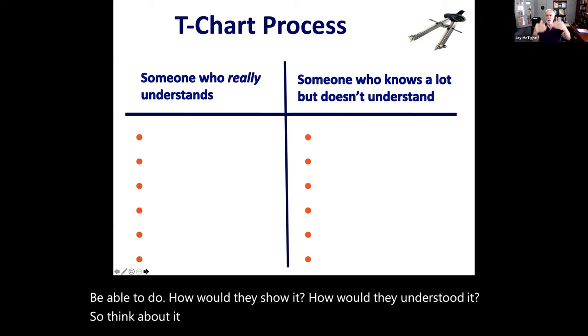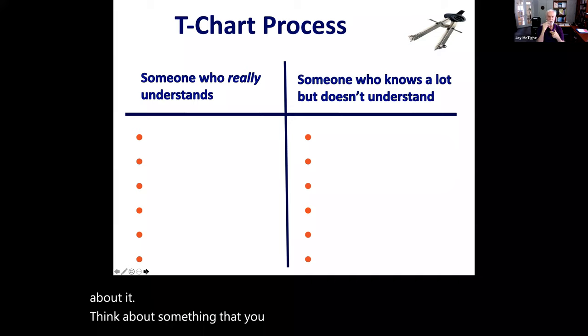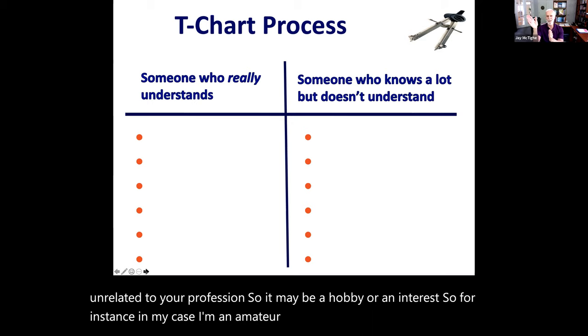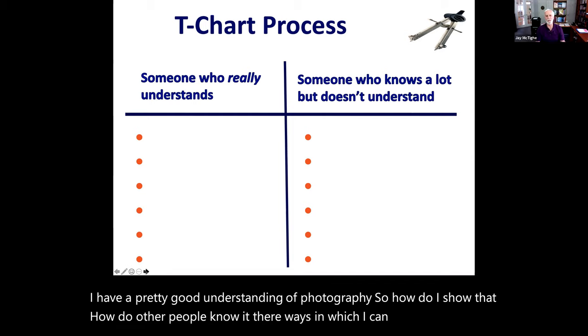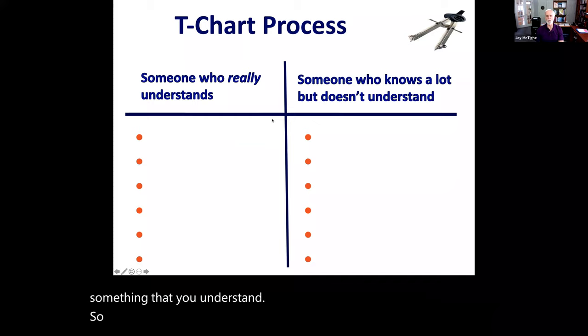But here's another way of thinking about it. Think about something that you yourself understand, even something unrelated to your profession. It may be a hobby or an interest. For instance, in my case, I'm an amateur photographer. I'm not a pro, but I think I have a pretty good understanding of photography. So how do I show that? How do other people know it? Well, there are ways in which I can indicate that I know some things about photography. That's another way you could think about the exercise. Think about something that you understand. How would other people know you have that understanding, or how do you show it?